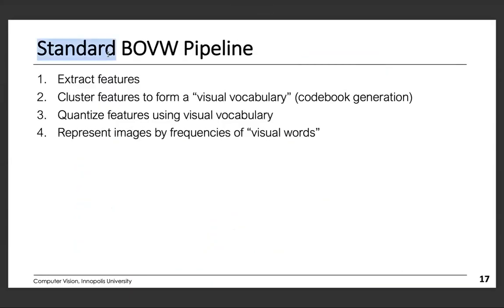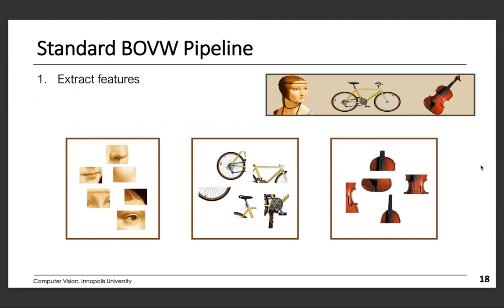So the standard bag of visual words pipeline is to first extract these features, then cluster the features to form a visual vocabulary. This is the codebook generation. We will see how to do that. This is a technique that you have already seen with Professor Khan, but we will just go through it very quickly here. We will quantize these features using the visual vocabulary and then represent images by frequencies of the visual words.